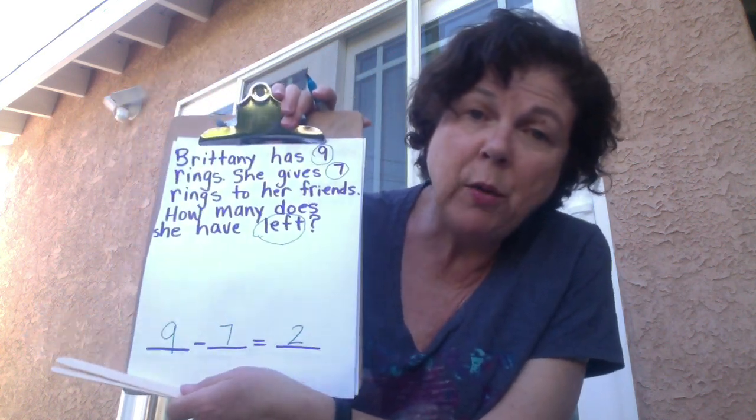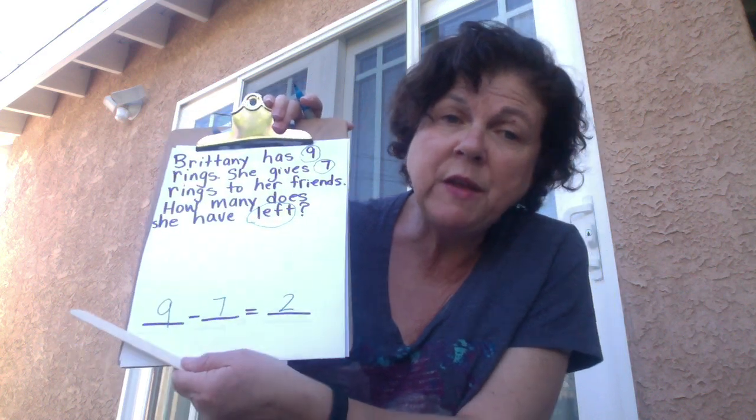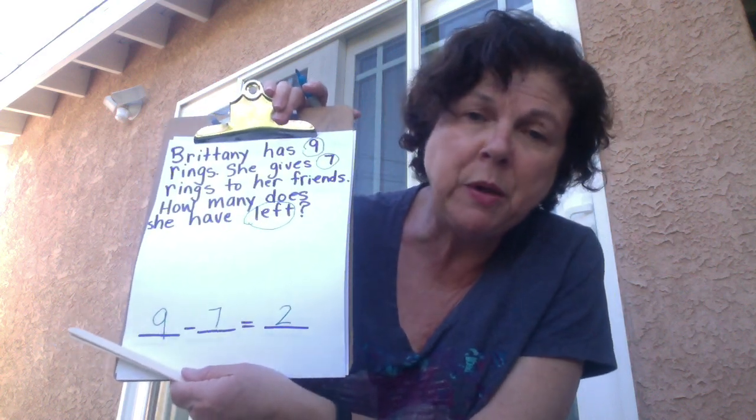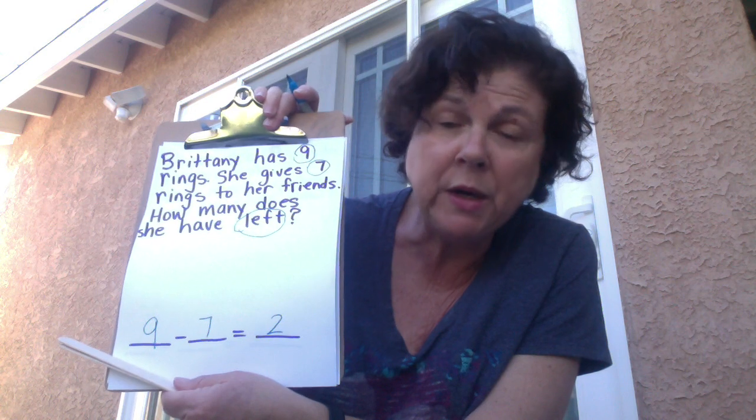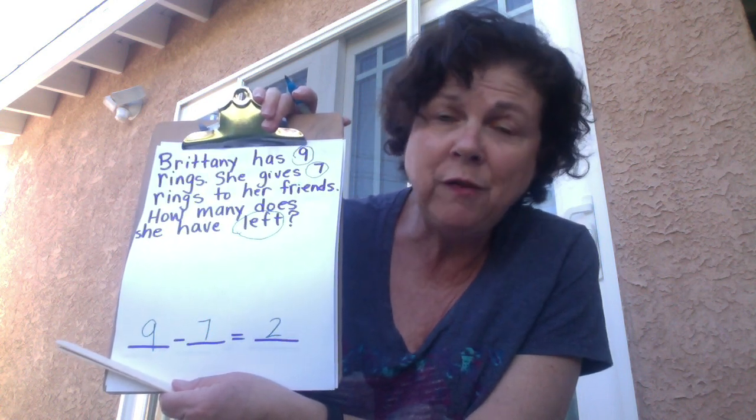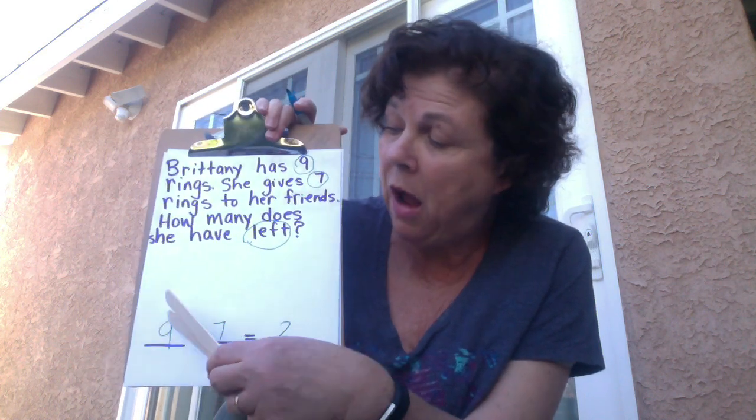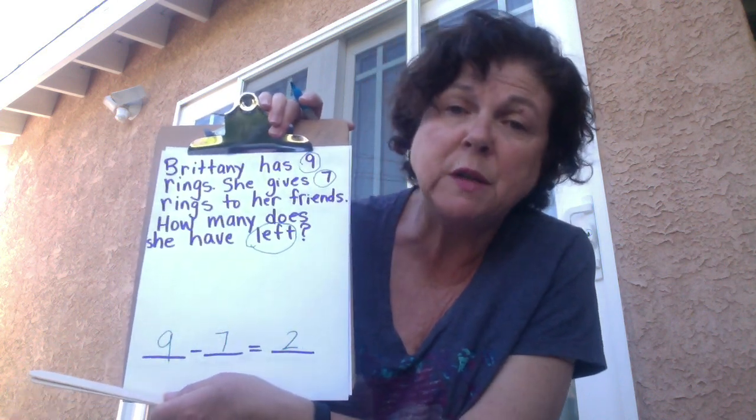Okay, so we have to be careful. Remember, just like with addition, we have to be careful about putting numbers in the right places or we're going to get the wrong answer. We can't take 9 away from 2 and get 7. So we have to be careful that 9 is our big number, so that's what we're subtracting from. Okay, I'm going to do one more, and then you're going to get a chance to do some, okay?